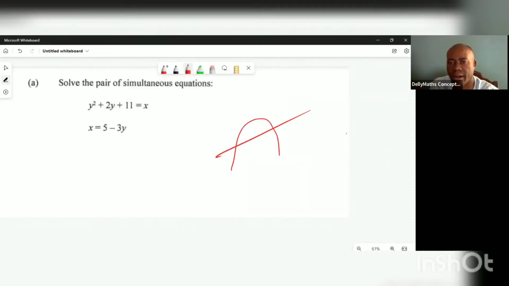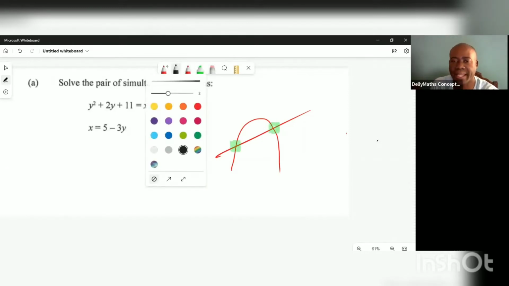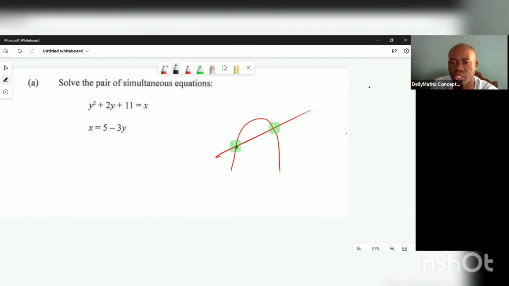quadratic. All right, so we'll have a straight line and a quadratic, and then they would have met at two separate places. So we're looking at having one pair of solutions here, which means that we're expecting to get an x and a y value there, and an x and a y value there.